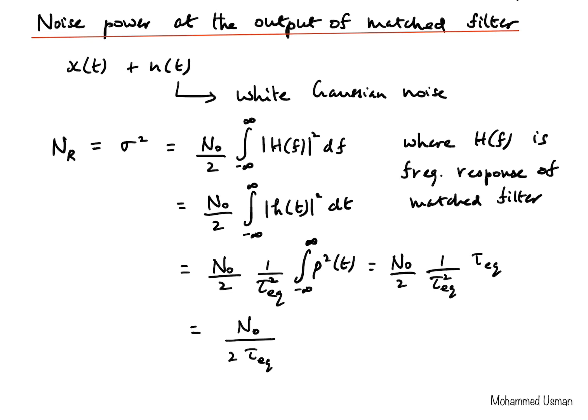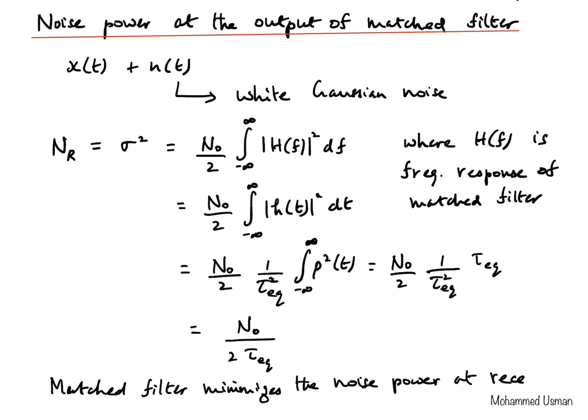So the matched filter minimizes the noise power at the output of the receiver, because we want to minimize the noise as much as possible. Let's make that statement: matched filter minimizes the noise power at receiver output.